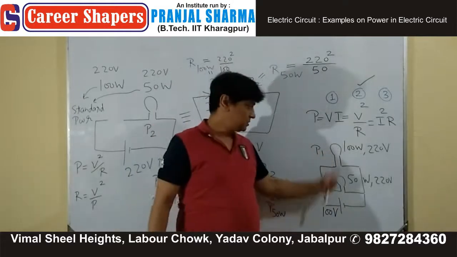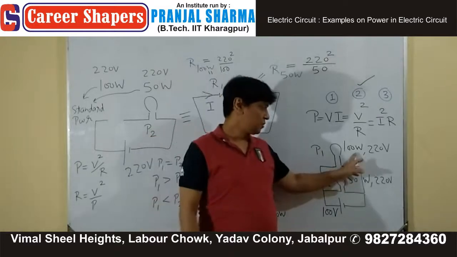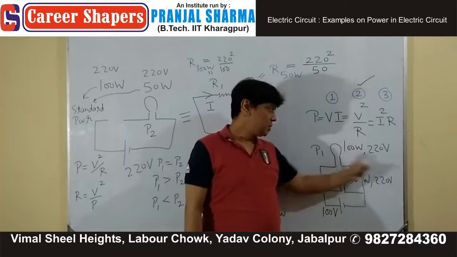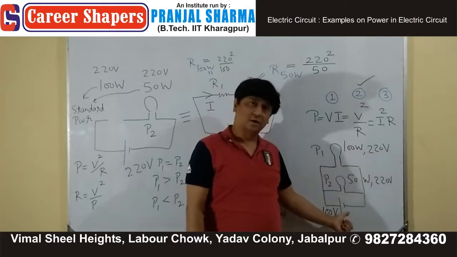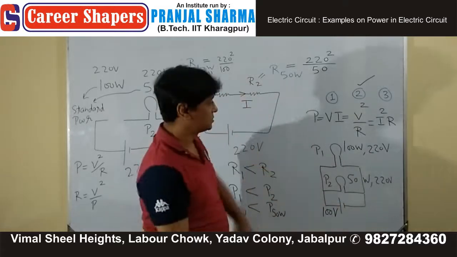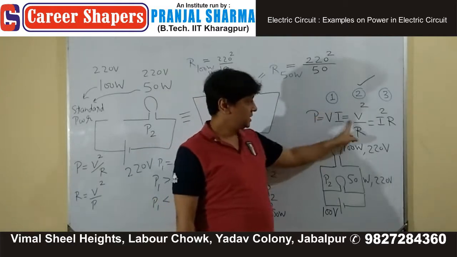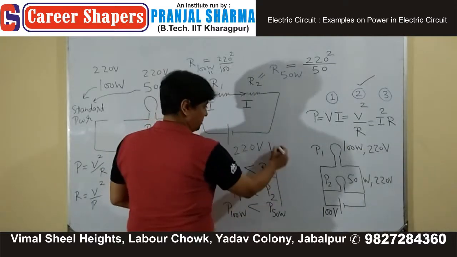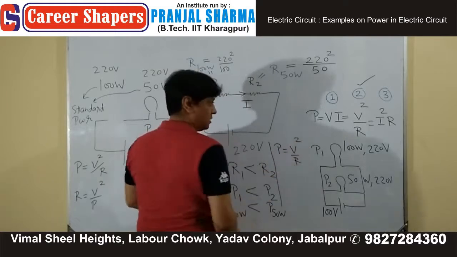These two bulbs will not give us 100 watts and 50 watts. It will give us 100 watts when it is connected to 220, but it is not. But still, if you want to compare P1 and P2, the actual powers, you will be using this formula. P is V square upon R.